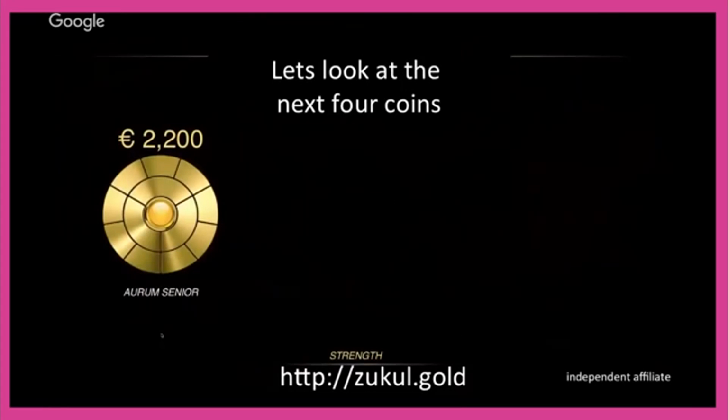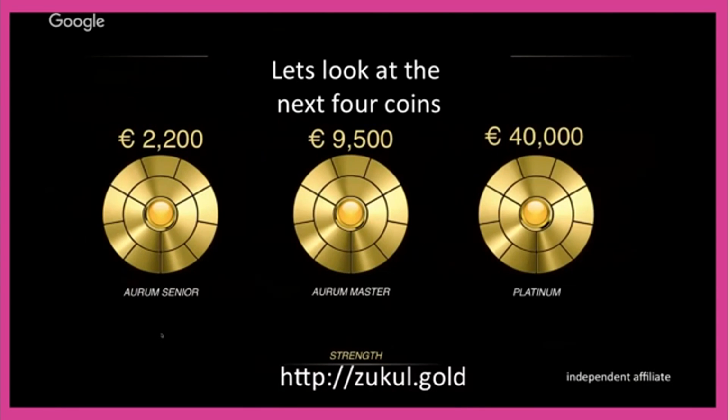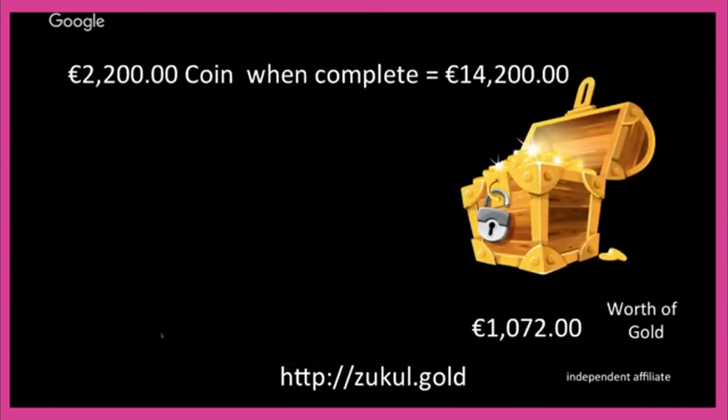Now, let's look at the next four coins. There's the 2200 coin, there's the 9,500 coin, there's the 40,000 coin, and let's look at the 2200, all right? Because there's one more coin. Now, remember at this point, you're in the 40 euro, you're in the 150, you're in the 580, and you're in the 2200. So now you've got four coins that are actually working for you, that are picking up people that are coming in behind you because you're building deep.